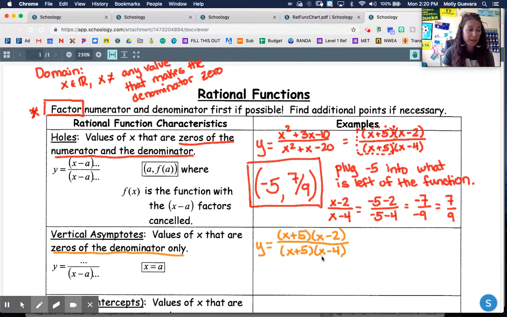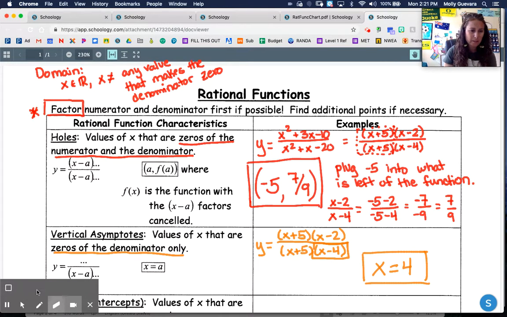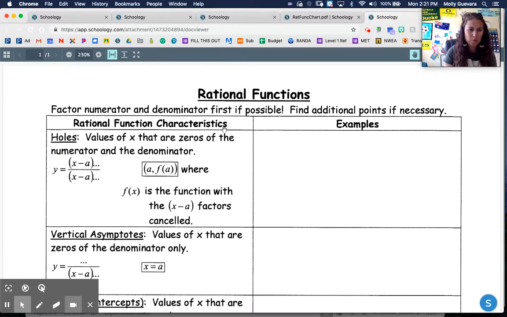4 is also a 0 of the bottom, and that is not a 0 of the top. So this right here is the information I need for my vertical asymptote. This tells me that x equals 4 is the equation of my vertical asymptote. So it's just going to be a vertical line at 4. Hopefully we feel good there. Let's move on.